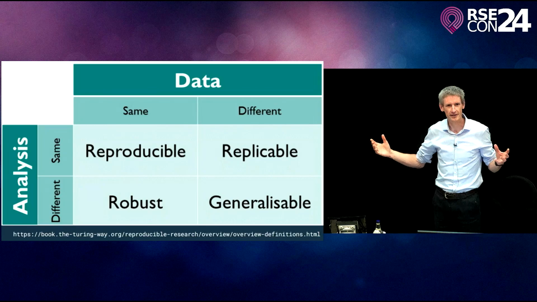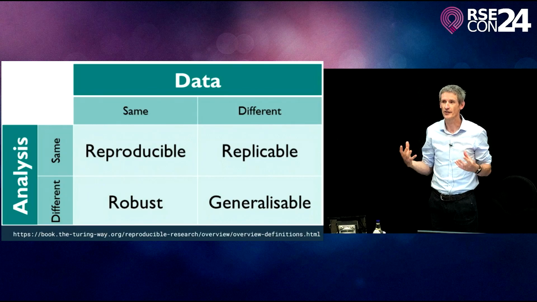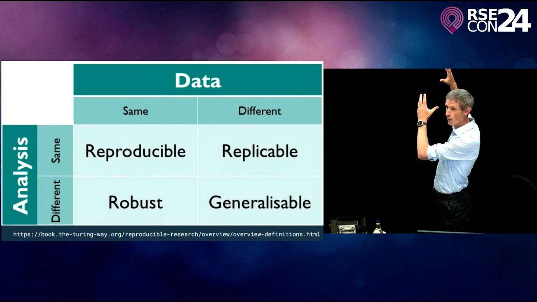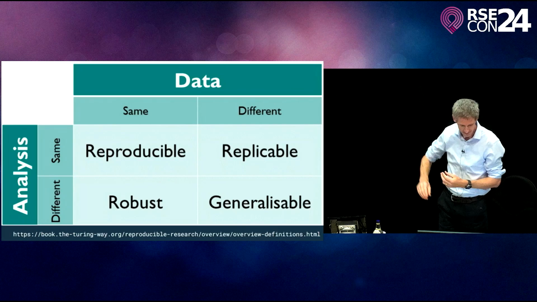Generalizable is obviously a much bigger deal. This is someone's run a different analysis on different data and got the same broad conclusions as you. It's like, this is great. This is obviously what we aspire to. And a lot of the replication crisis stuff came from this corner, right?